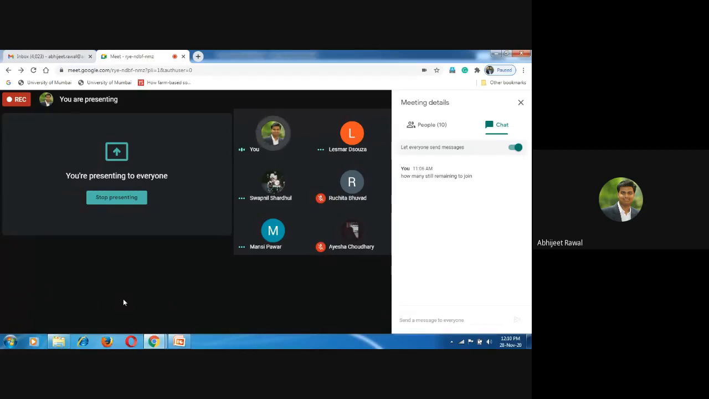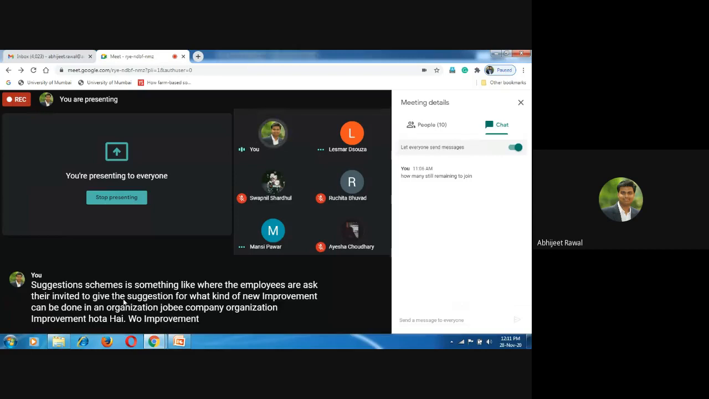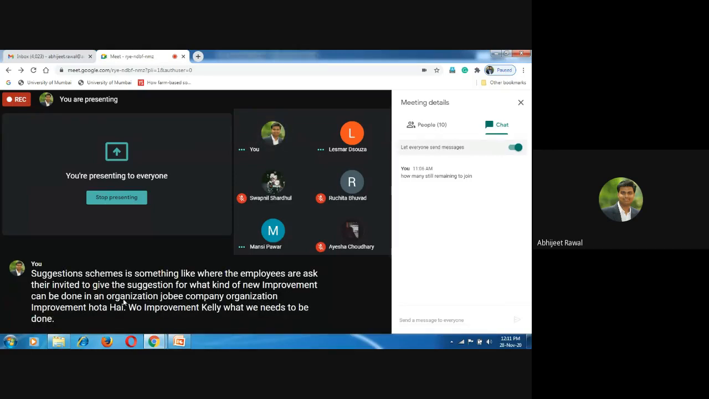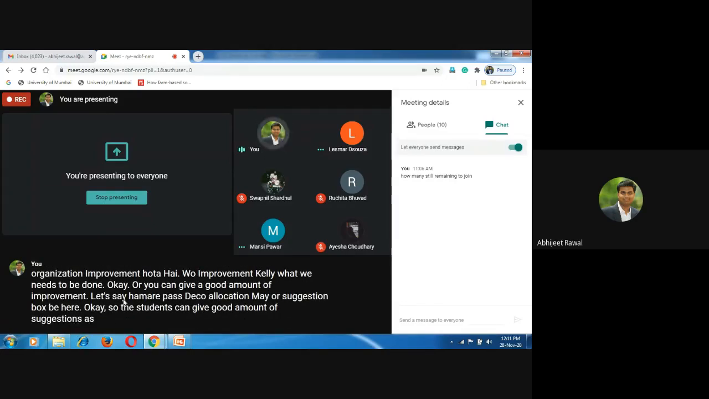Suggestion scheme is something where the employees are invited to give suggestions on what kind of new improvement can be done in an organization. जो भी companies में organization का improvement होता है, उसके लिए what needs to be done. जैसे हमारे पास देखो अल्केश में suggestion box भी है. So the students can give a good amount of suggestions as well. जो भी उनके suggestions होते हैं वो वहां पे डाल सकते हैं.